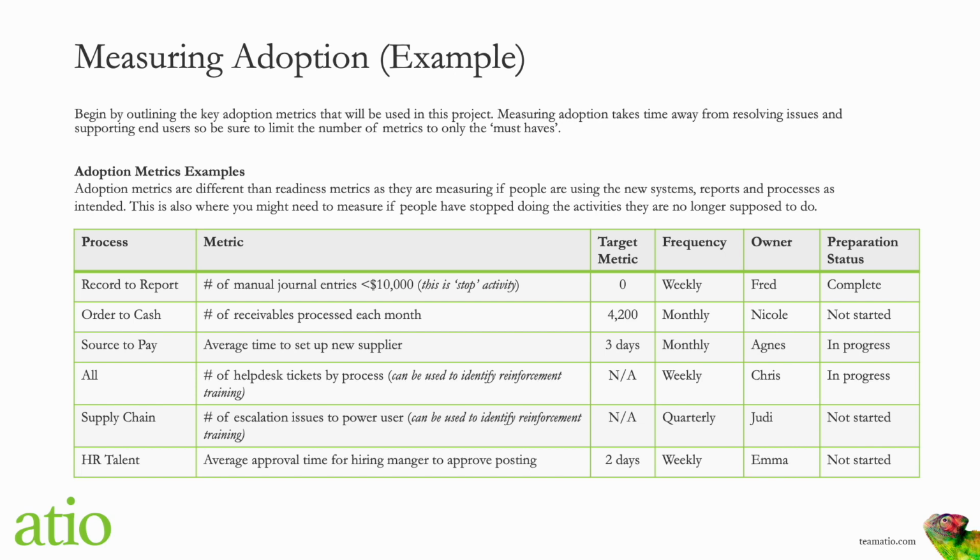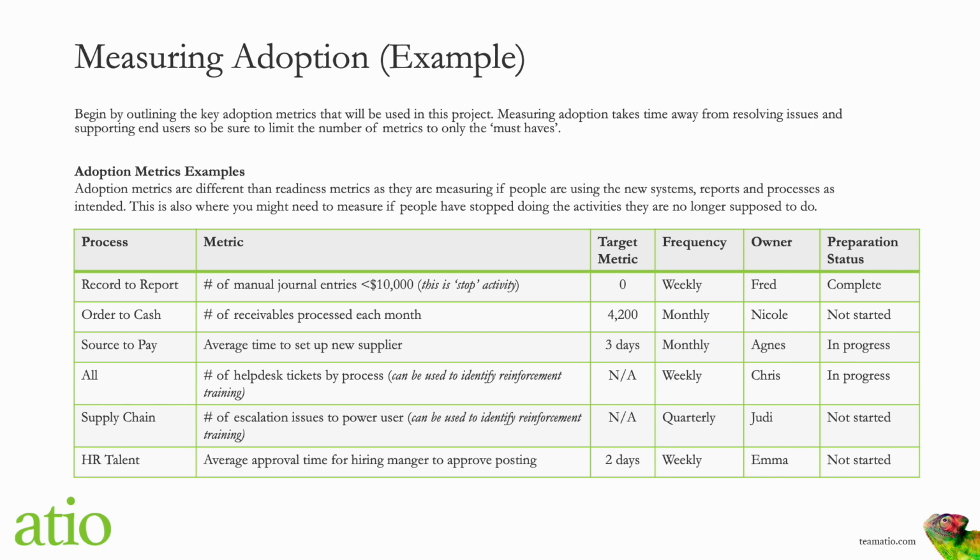There's also things like an average time to set up a new supplier or customer, particularly if it's been a significant change to that process. You might want to measure that. If you have new approval processes, it's a good idea to measure the average time for those approvers to be approving something. If not, you could have a bottleneck in your system and nobody even knows about it unless you see that people are approving in a timely manner.